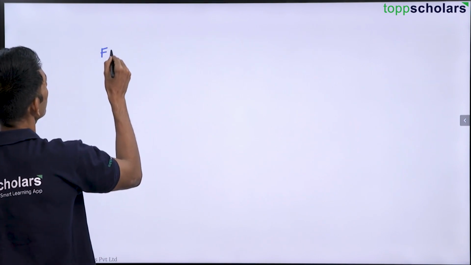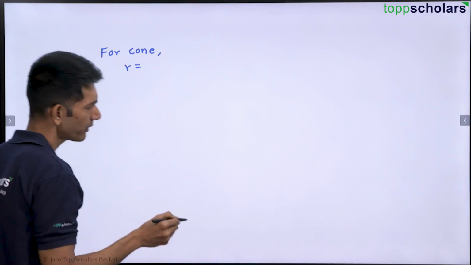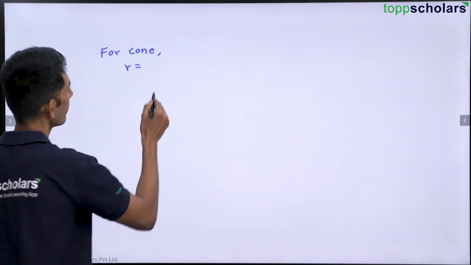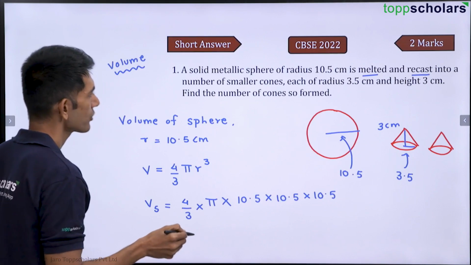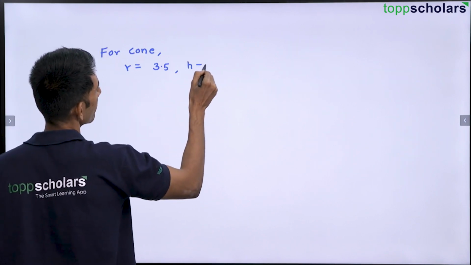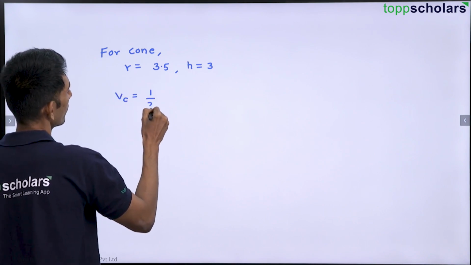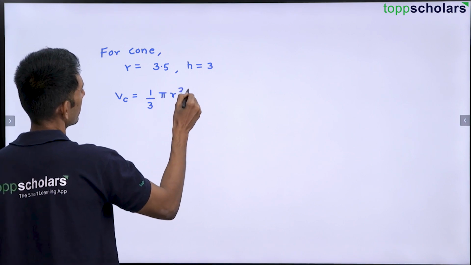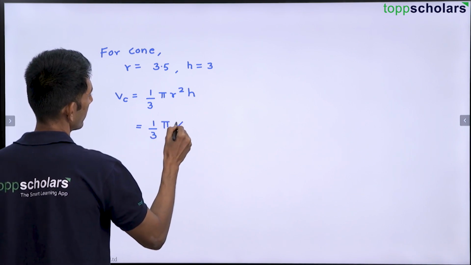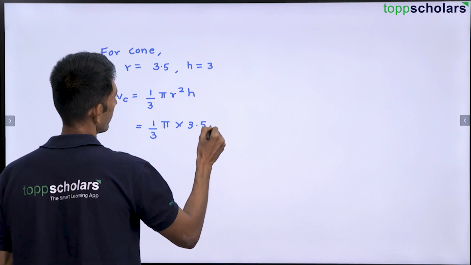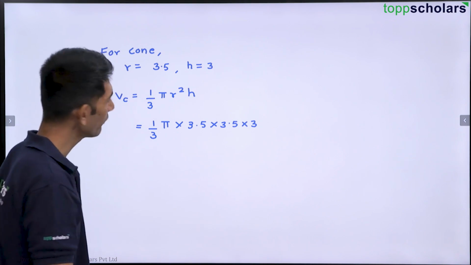Similarly, what will be the volume of the cone? For the cone, what is the radius? 3.5, yes, the radius is 3.5, and h is 3. The volume of a cone is 1 by 3 pi r square h, that is 1 by 3 pi into 3.5 into 3.5 into 3. Correct? That is the volume of the cone.